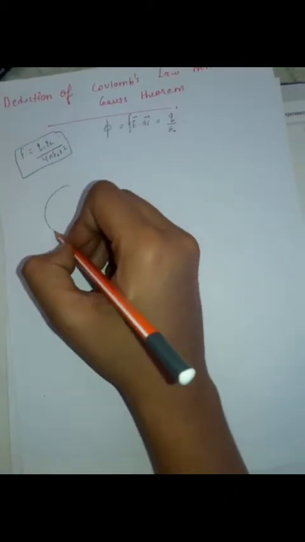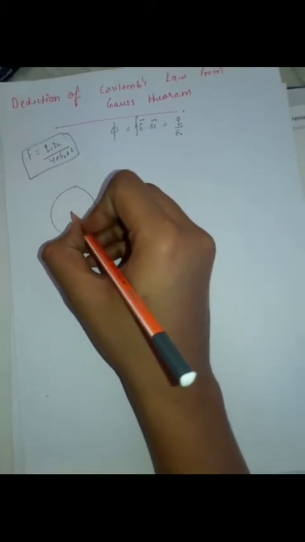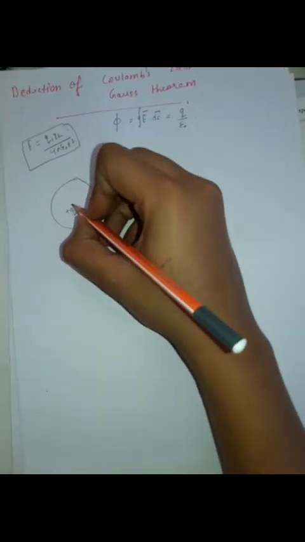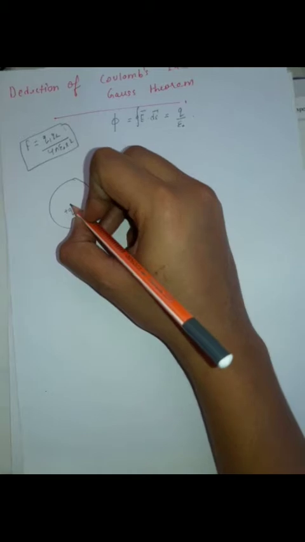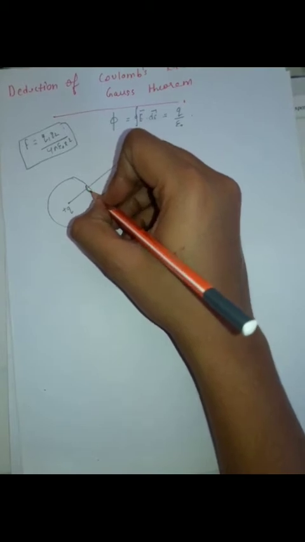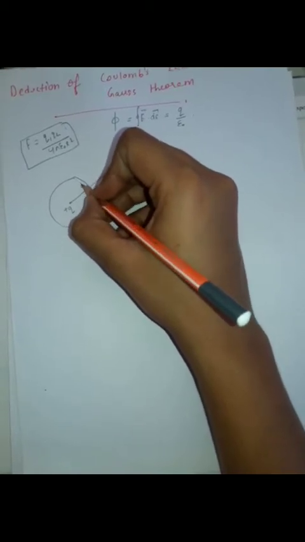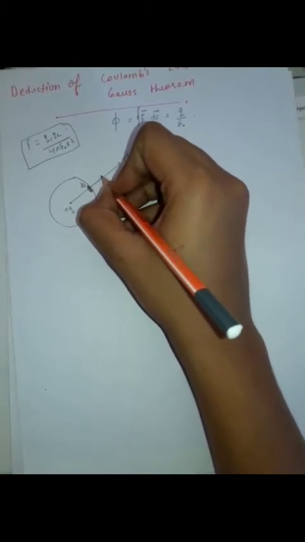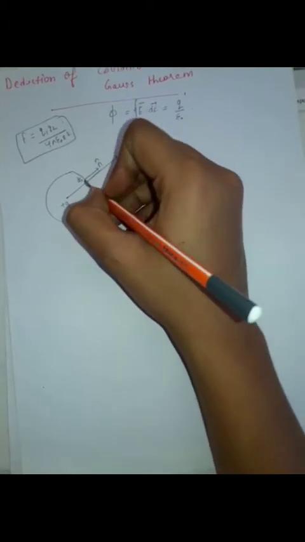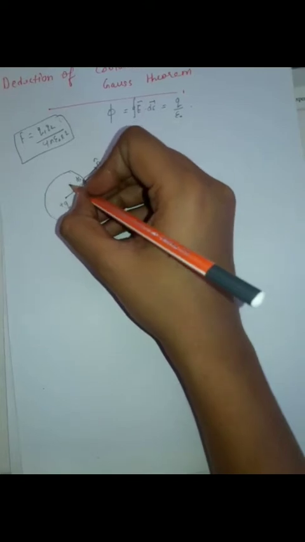Now we will have a closed surface. A positive charged source is present at the center. Since this is a positive charge source, the electric field will be outward, perpendicular to it. Now we will take a small area element here, a small surface dS, and the area vector will also be outward, or perpendicular to it. And this is the r vector.